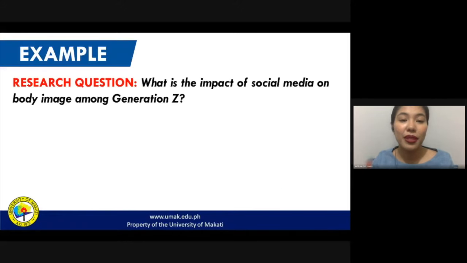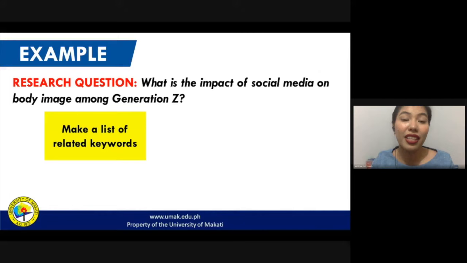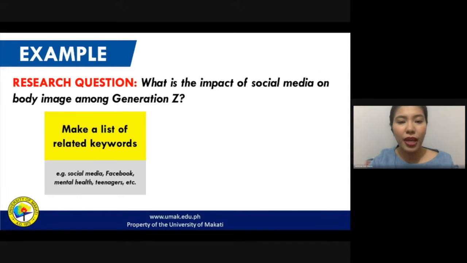So take for example this one. If you have your research question such as what is the impact of social media on the body image among Generation Z, then the first thing that you can do is make a list of related keywords. Which of these words do you think would be relevant or would be of aid to you, would help you look for other pieces of information? Okay, so take for example on this one, you can use the words social media, Facebook, mental health, teenagers in searching for related or relevant literature.